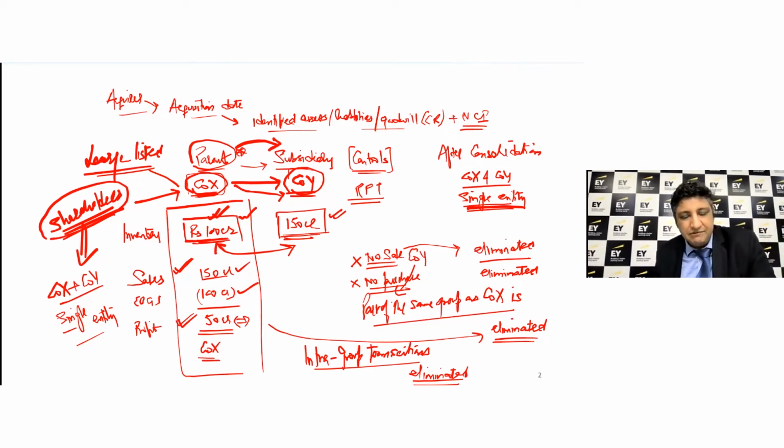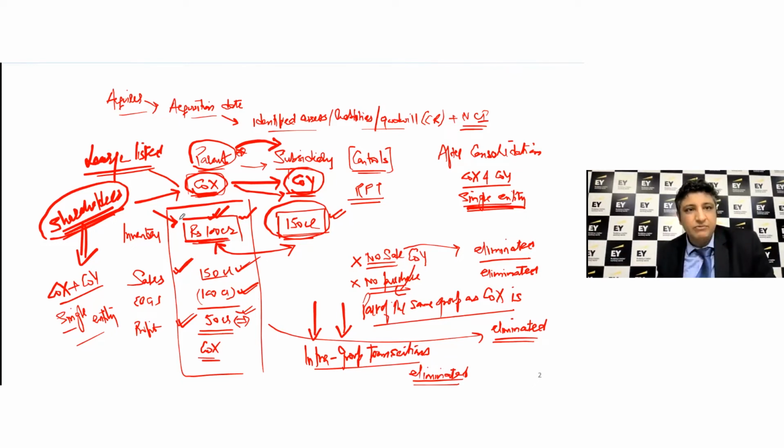Okay, the very reason of preparing consolidated financial statements is that all these intra-group transactions were otherwise inflating the numbers of those entities. Okay, I mean, you're showing a sale of 150, you're showing a cost of goods sold of 100, you're showing a profit of 50, you're also showing an inventory of 150. In reality, the true value of the inventory is only 100 crores.